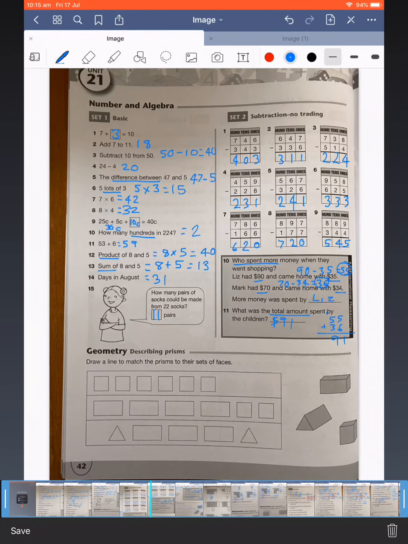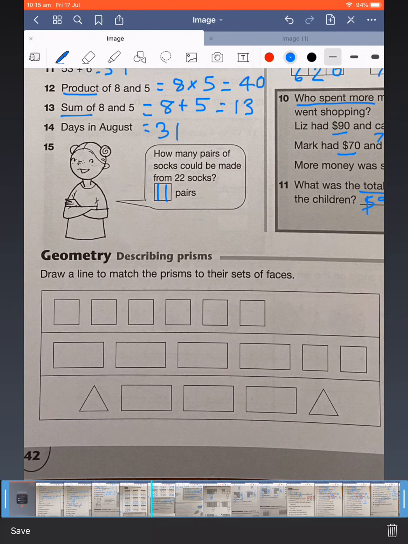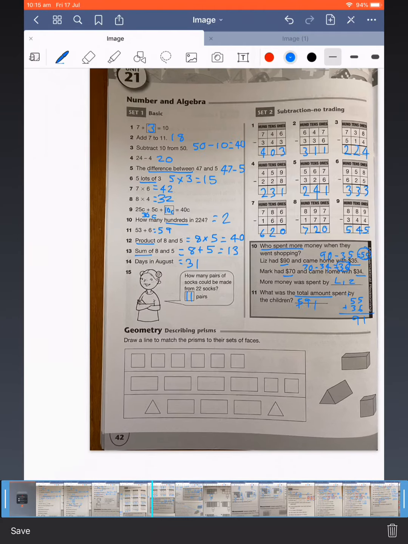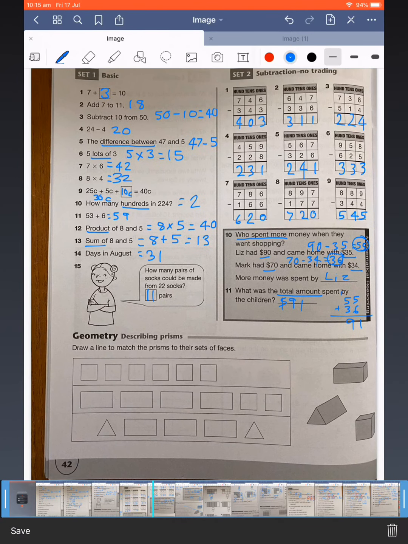And geometry down here. Draw a line to match the prisms to their sets of faces. So we've got some prisms here. The picture's over on the right, and we need to match them to the faces. Now, straight away, I recognize this one, the cube. The cube is a bit special because I know that it all has the same shape side. I know that each of the sides of the cube, the 2D faces of them, the 2D shape is a square, and there's 6 of those sides. So I'm going to draw a line to that one.